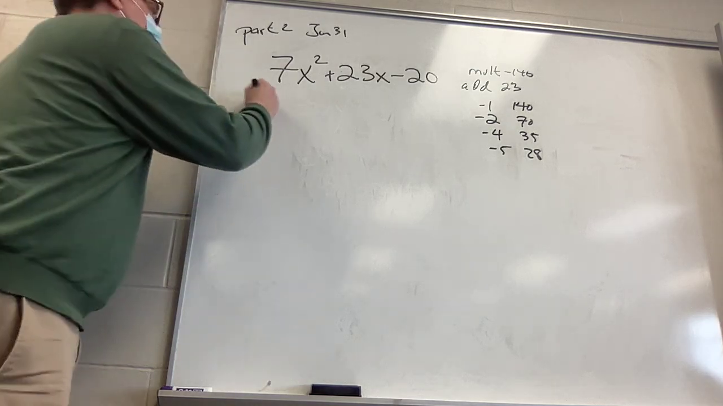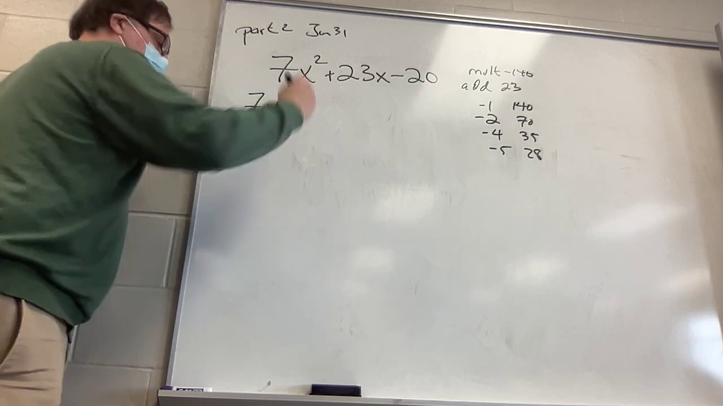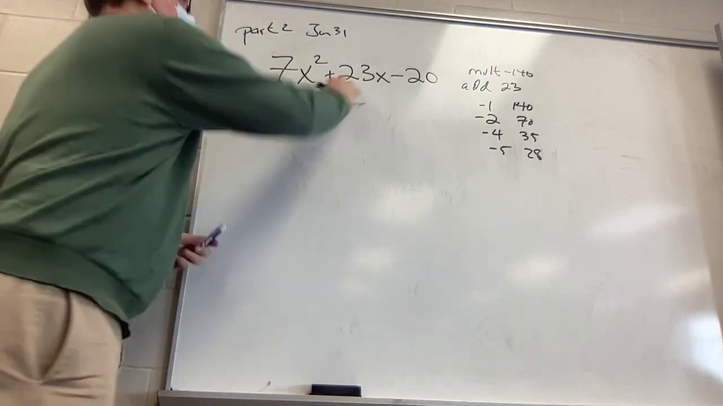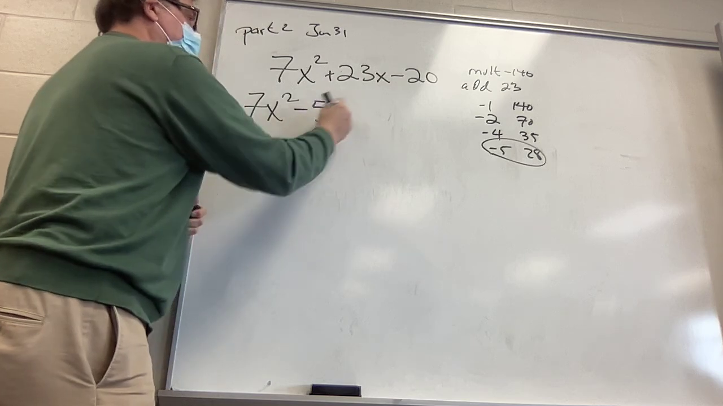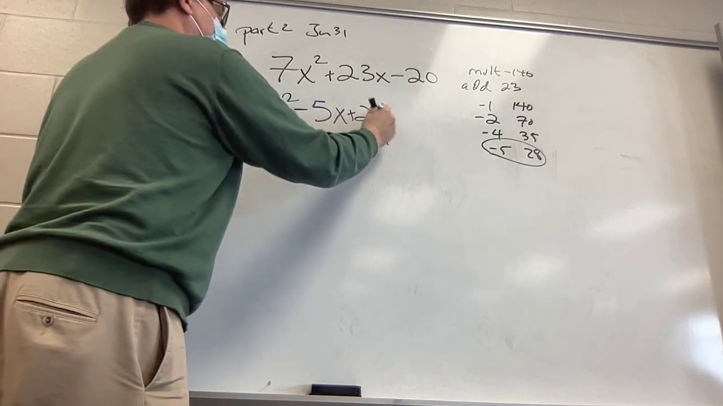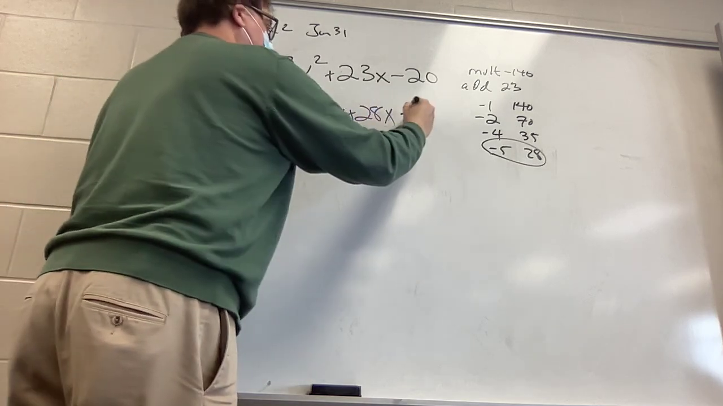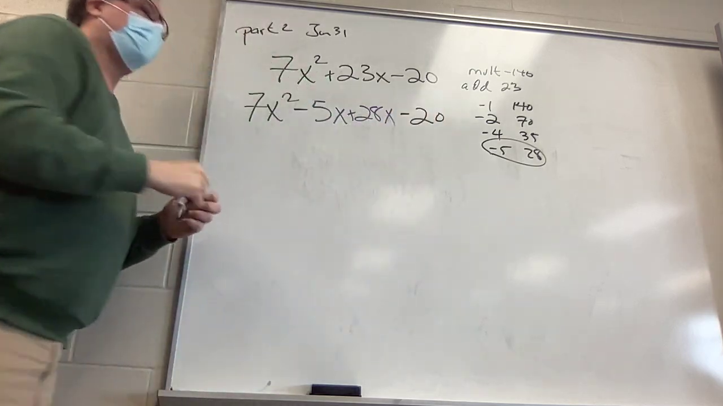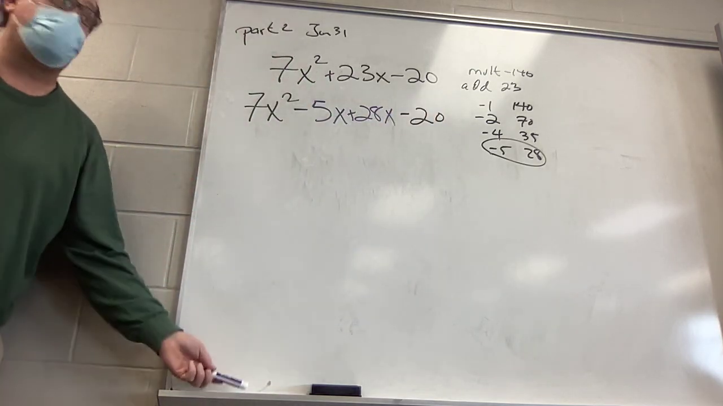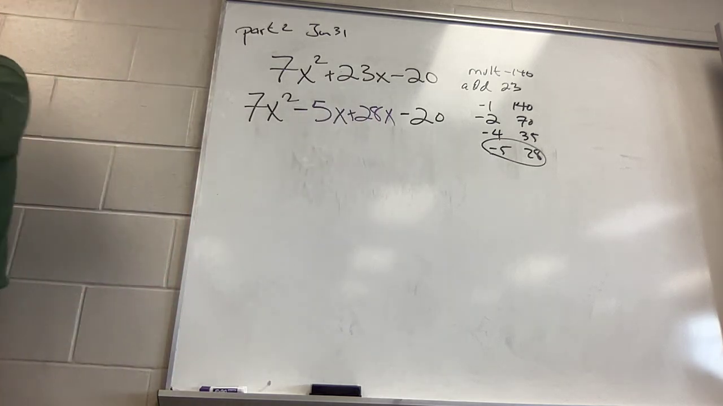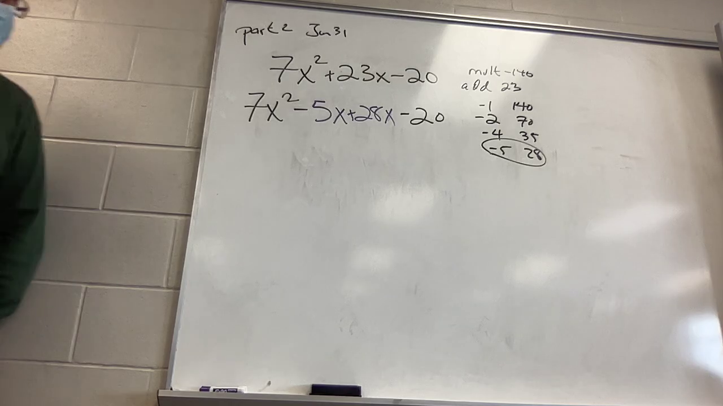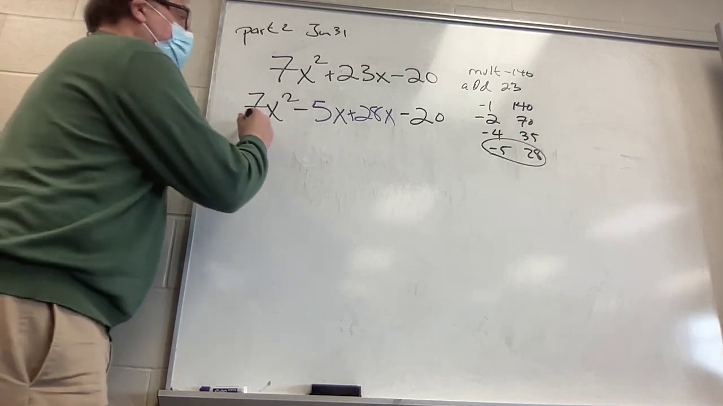We write down the 7x squared. We replace this with our two special numbers. This has been told to you often earlier in the year. If you had that positive 28, negative 5 in the different order, your answer would come out just fine in the end. We do a group of 2.